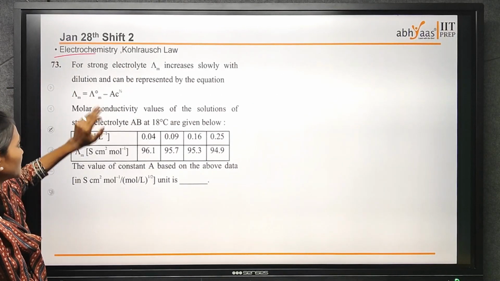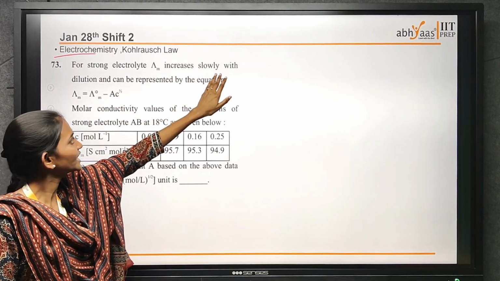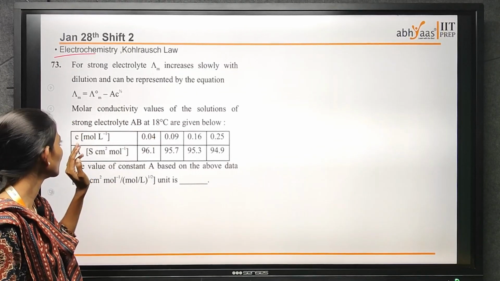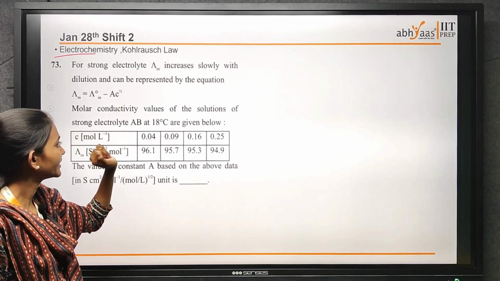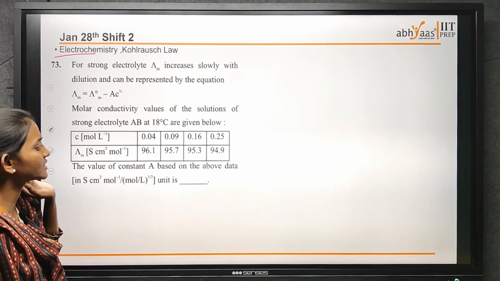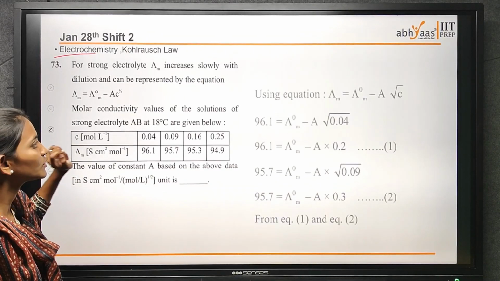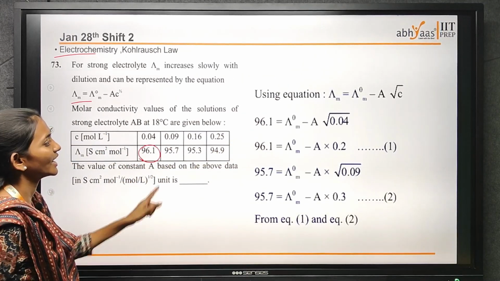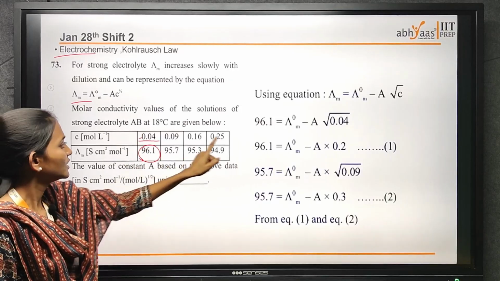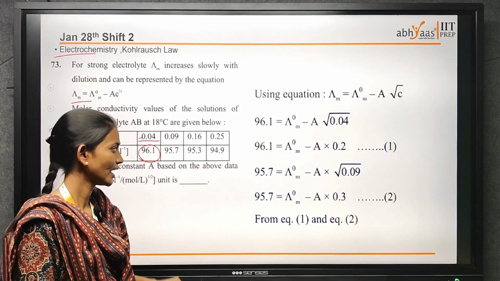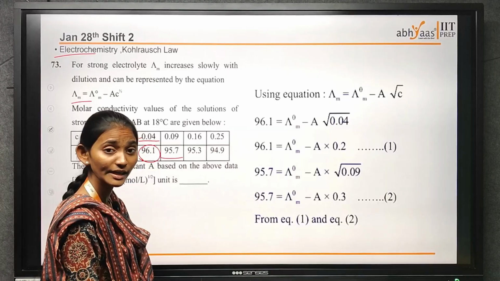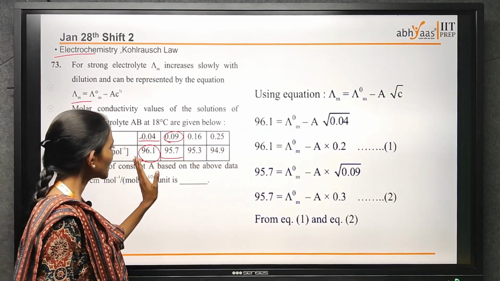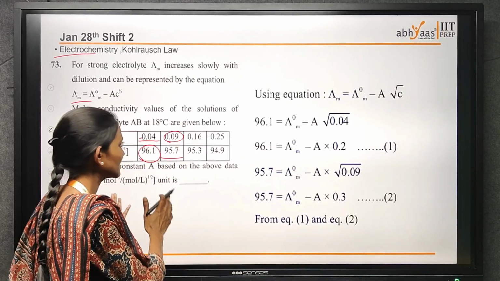This question is from electrochemistry. For a strong electrolyte, molar conductivity increases slowly with dilution and can be expressed by the given equation. The molar conductivity values of the solution of strong electrolyte AB at 18 degrees Celsius are given below. We can use this data. If you substitute molar conductivity 96.1 and for this case 0.4, this is your first equation. Again, applying molar conductivity 95.7 and for this case 0.9, this is your second equation. If you equate these two, you are getting some value, and the nearest integer will be your answer.